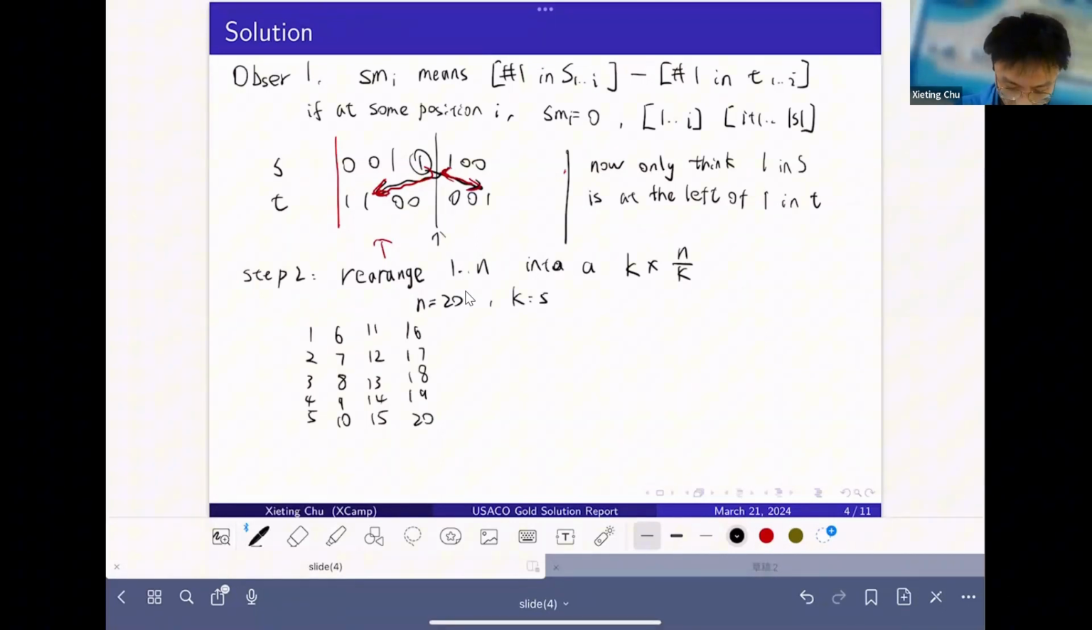Then we can mark all the ones in S to be red. For example, this is red and this is red. And also mark all the ones in T to be yellow.